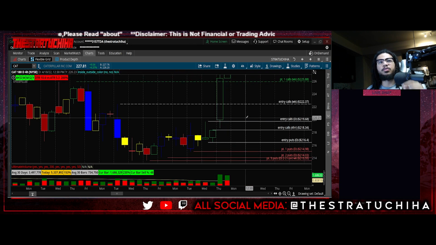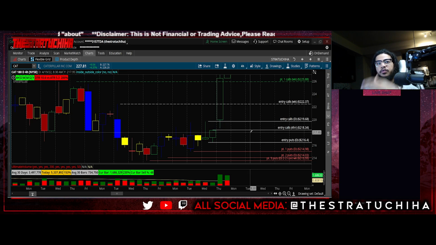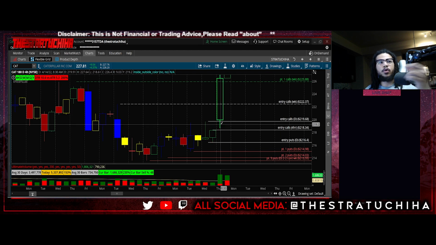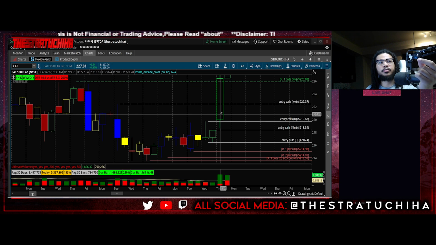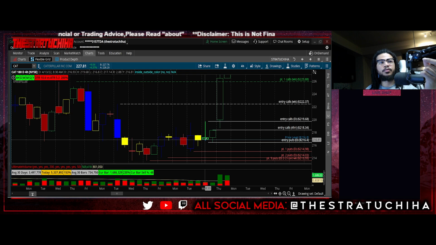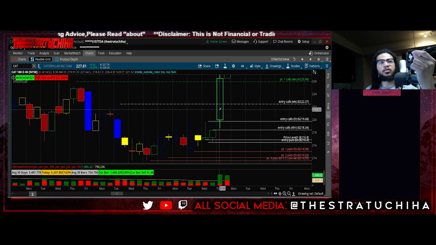So that's the difference between the entry for calls on the 4 hour and the entry for calls on daily, and vice versa for the put side, right? The 4 hour entry is the earlier entry. On the 4 hour, we have a strat pattern. This was a 2 down, 2 up reversal. This candle right here is a 2 down. The next candle went 2 up. That's a 2-2 reversal. The first target is the entry for calls on the daily.